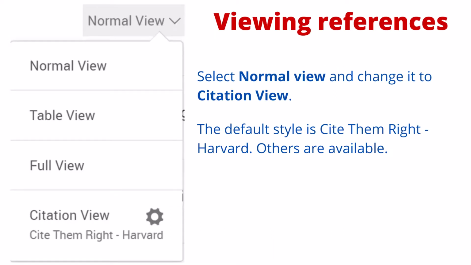By default, Refworks shows you a brief view of your references, but you can change that to the referencing style of your choice by selecting Normal View and changing it to Citation View. The default option here is Cite Them Right Harvard, as that's the most common style in use at CCCU. However, you can very easily change it to a different style if that's what you need to use.